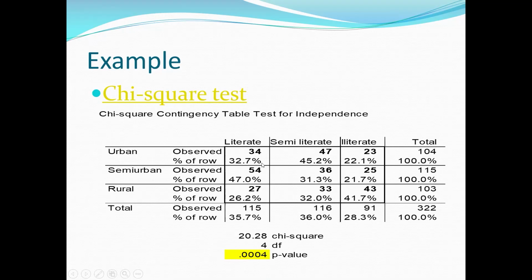See the percentage, this is what we want. Out of 104, 34 means 32.47%, then 47.0%, 26.2%. See here, there's a difference. Among the literate people, the highest percentage is semi-urban people, with 47% literate. Urban people, 32%. Rural people, only 26% are literate. So there is a difference. Urban and semi-urban people are more literate. Rural people are less literate.